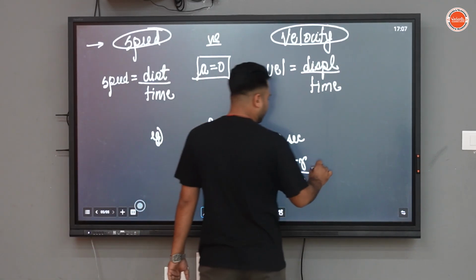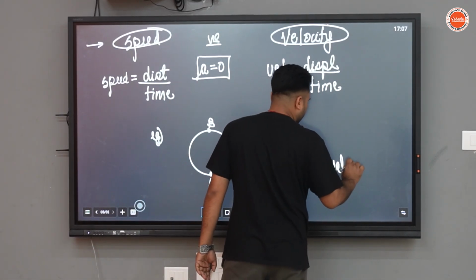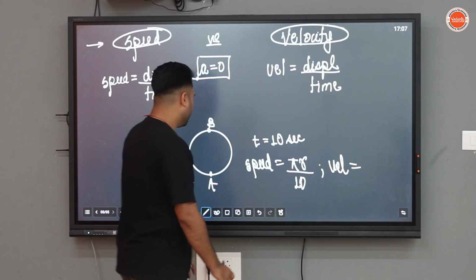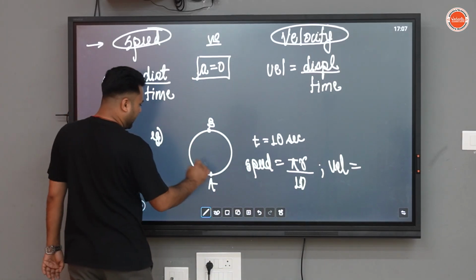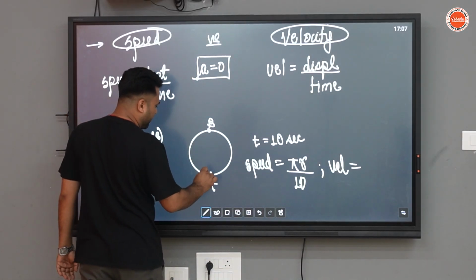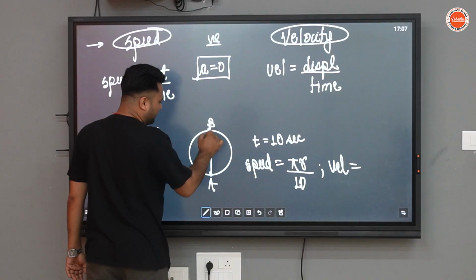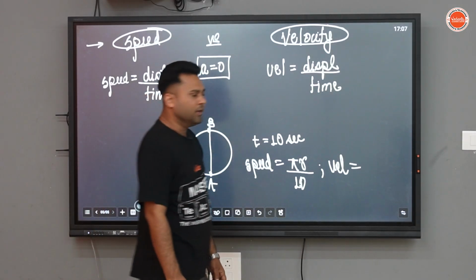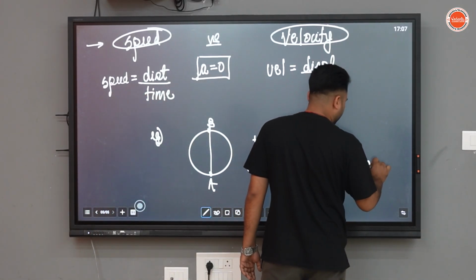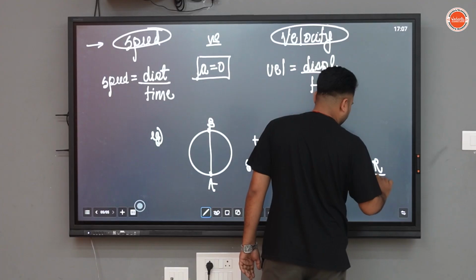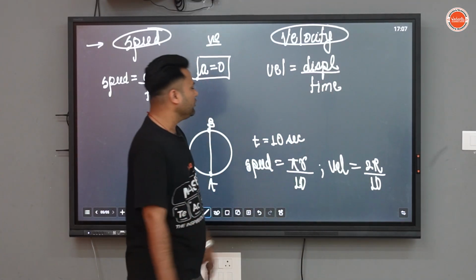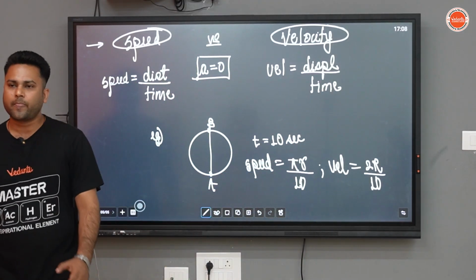Now if someone asks what is the velocity, velocity will be displacement. From A, this is the initial point, this is the final point, we will join these two. So this length is what? Diameter, 2r. So displacement by time, that is 2r by 10. See, different values we are getting in this case.